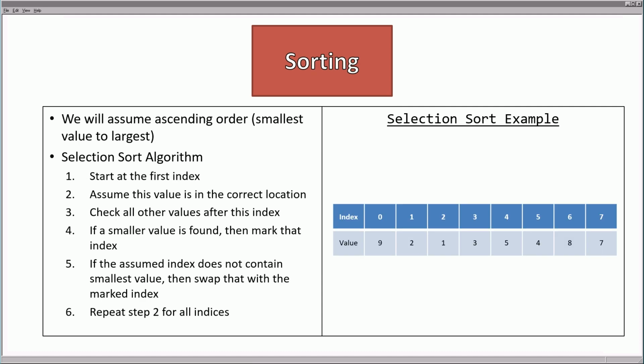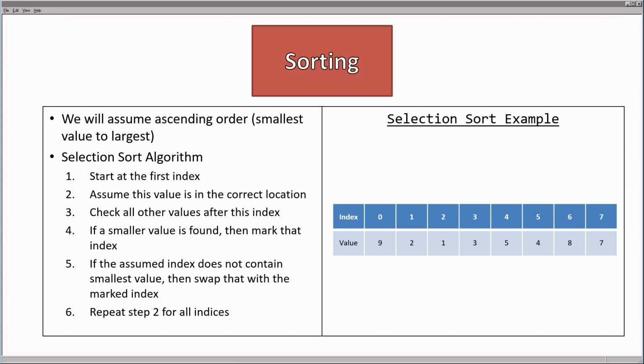Sorting data structures is also very important, and there are many algorithms in order to sort data. We're going to go over a couple of sorting algorithms to sort information, but first thing that we're going to establish is we're going to assume that we're sorting in ascending order, smallest value to the largest value.